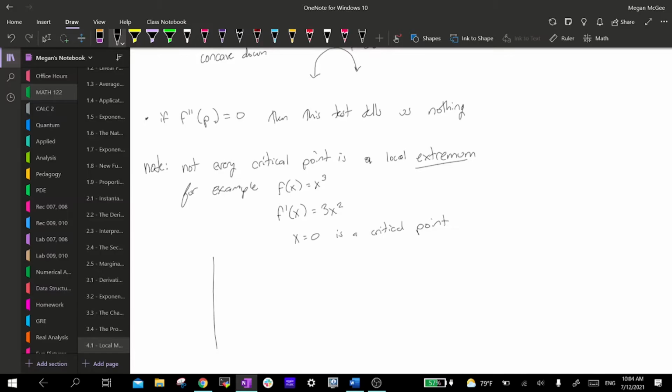However, if we look at the graph, our graph of x cubed looks something like this, where this is x is equal to 0, okay? And if we look at our first derivative, on the left-hand side, we have a positive first derivative. And on the right-hand side, we also have a positive first derivative. So our derivative doesn't change either way. So this is neither a local max or min.